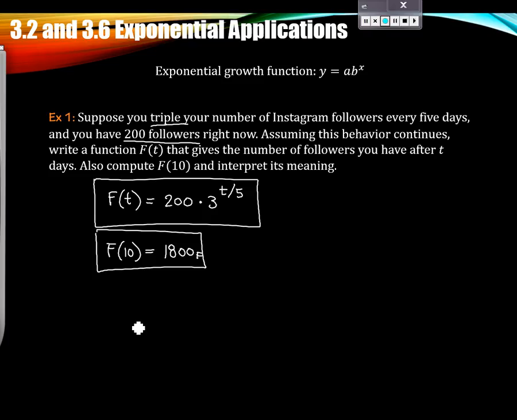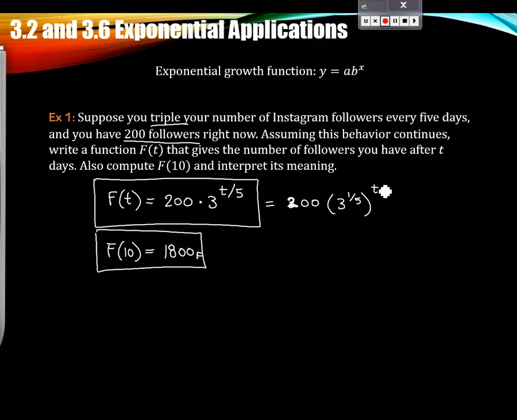That being said, what do we multiply by then each day? We can make this more obvious by rewriting this in a simple way. What is it? 200 times 3 to the 1/5, all to the t. Okay, that's another way to rewrite that. Does that make it clearer? What are you multiplying by each day?